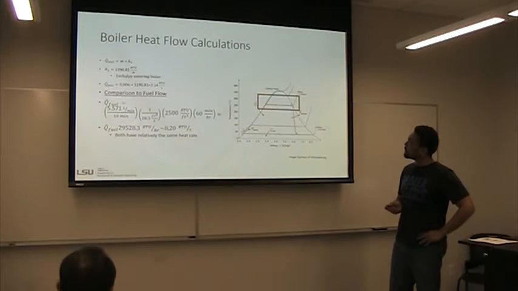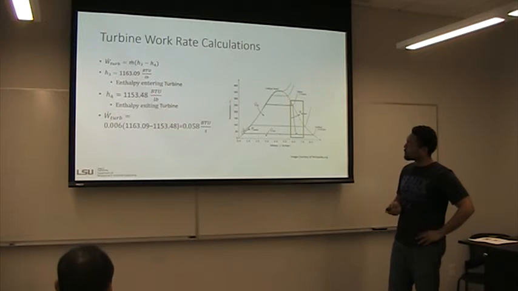Here's the boiler heat flow calculations. You can see that the heat from the fuel and the heat from the boiler are practically the same. That's because it's limited by the amount of energy that is supplied by the fuel. So that theoretical maximum heat that can be supplied by the fuel is also related to how much heat can be achieved from the process. Here's the turbine work calculations. You can see we're at right around 0.058 BTUs per second.